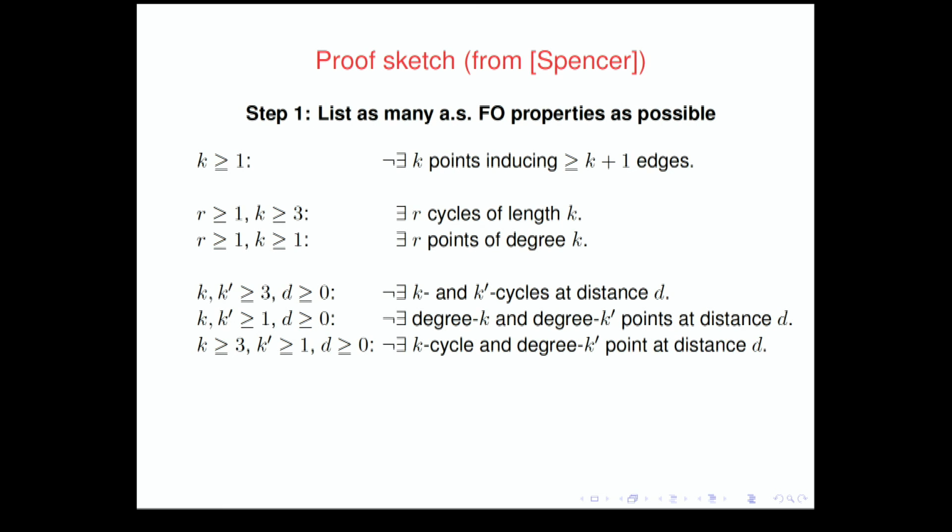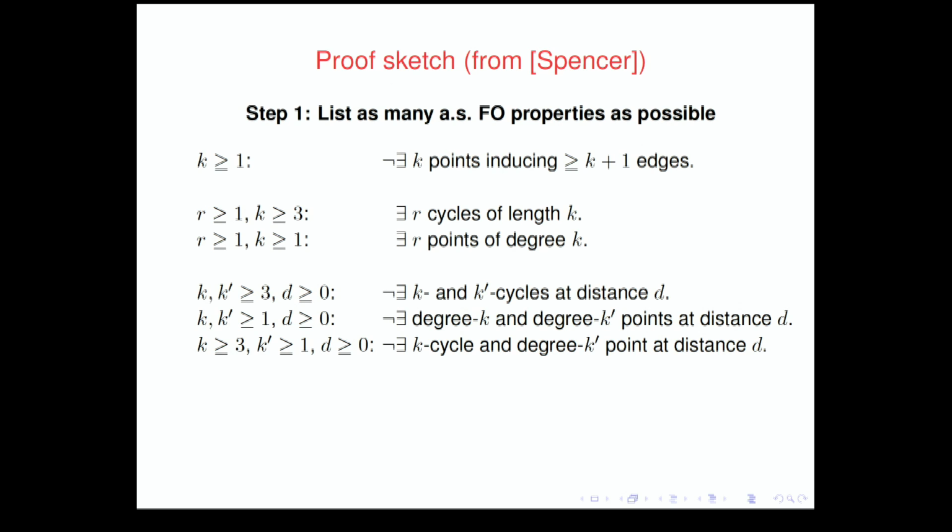So for example, for every fixed k, there are no k points that induce k plus 1 edges or more. So in particular, every finite subset is unicyclic. It has only one cycle. There are r cycles of length k for any r and k. There are r points of degree k. All these things are true for every fixed r and k. And these are first-order properties.